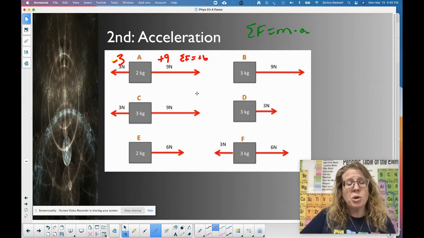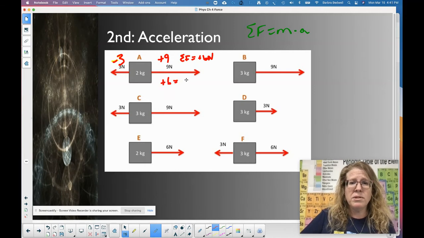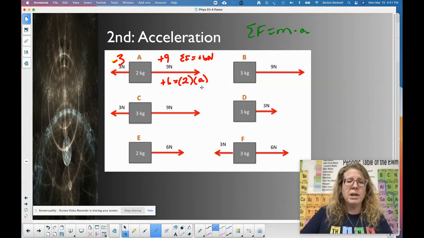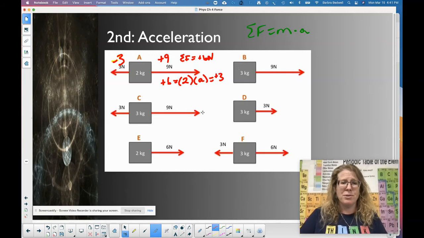+6, right? So could we figure out what our acceleration is here? Yeah, net force equals mass times acceleration. We can plug our numbers in. Net force +6 equals 2 kilograms, because that's our standard units, times a. So what would our acceleration be if we divide? Acceleration equals +3. In other words, it's increasing its speed to the right.